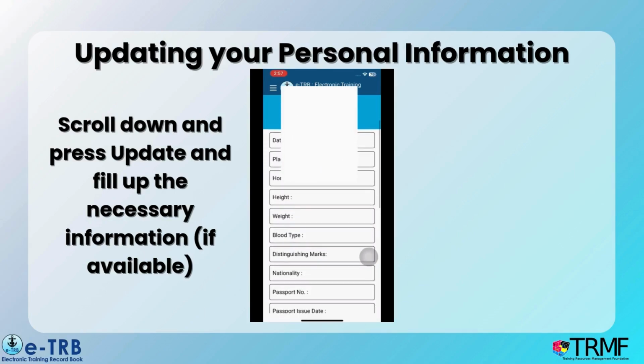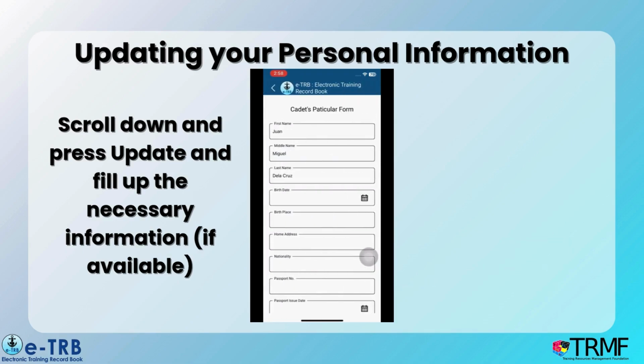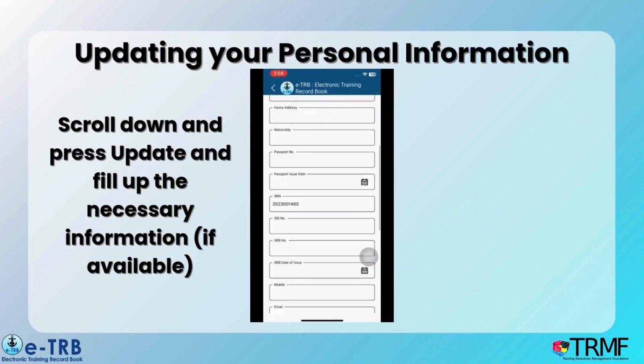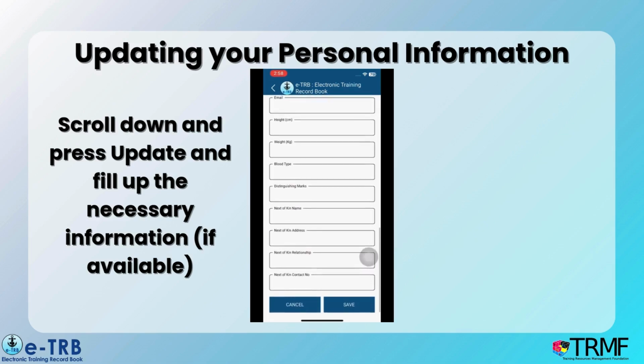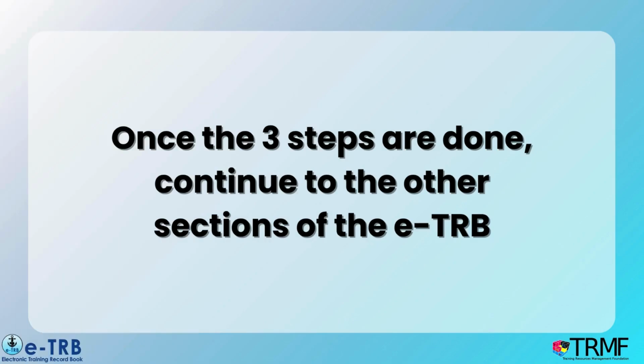To update other personal records, scroll down and press Update button. Fill up the necessary information. Once done, press Save. Once the 3 steps are done, continue to the other sections of the e-TRB.